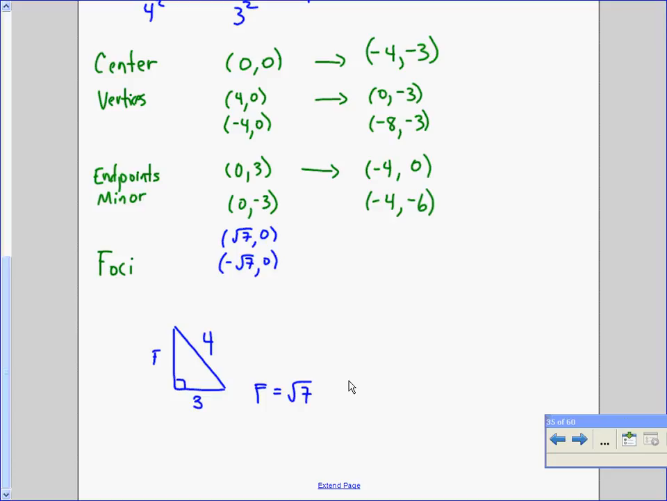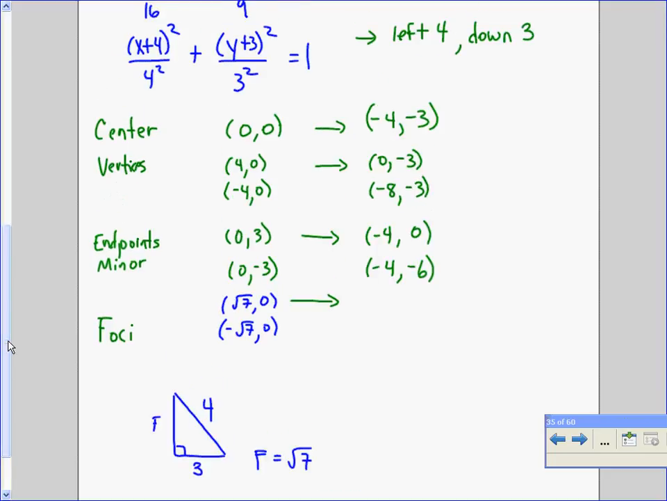So when we do our transformation here, we're again going to subtract 4. So we've got root 7 minus 4, and then negative root 7 minus 4. Then we're going to subtract 3, so that becomes negative 3, and that becomes negative 3. Then we have all the points, and from there you would just need to graph it, or sketch a graph like we did in the last example.